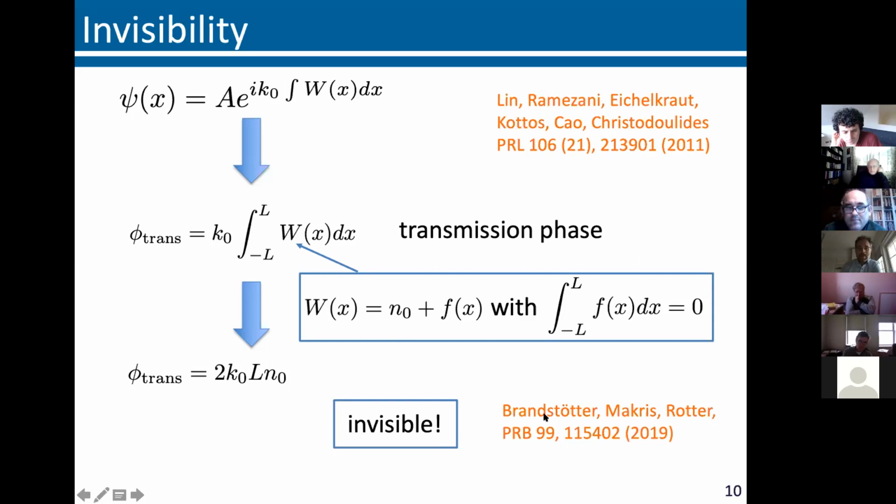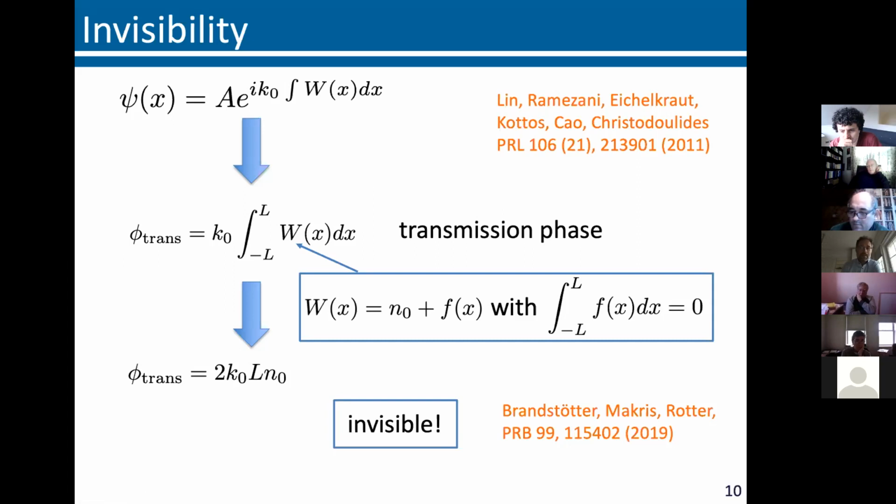And what we then studied was, is this property of invisibility something that only works at the design wave number k0, or is this something that has a broadband feature? Because this would be nice. If it's broadband, of course, then you can even send pulses across the structure. Also for this pulse, the structure will be invisible.